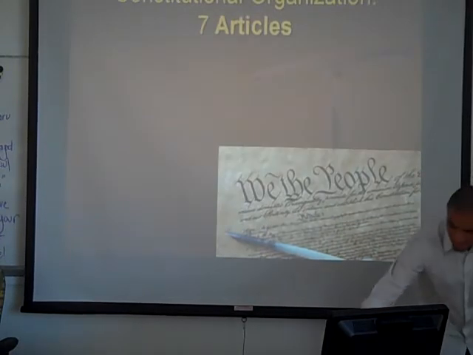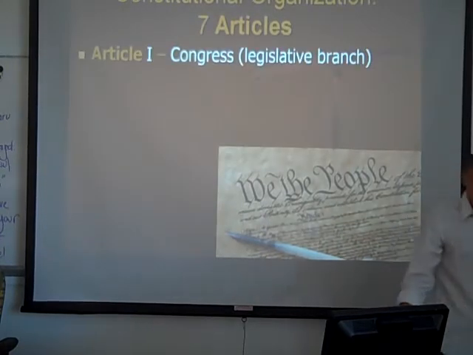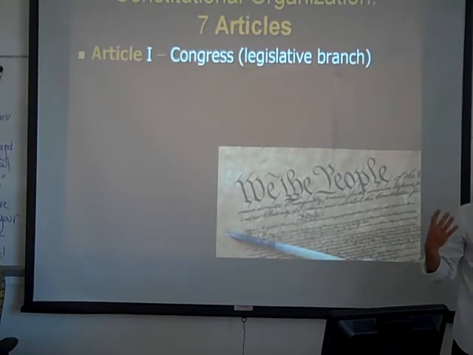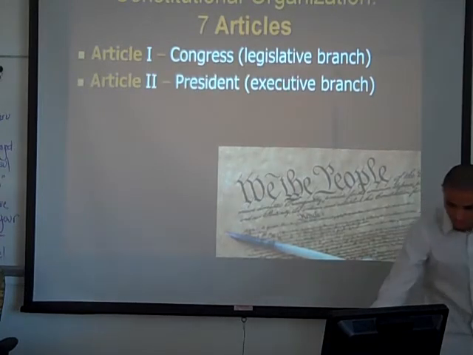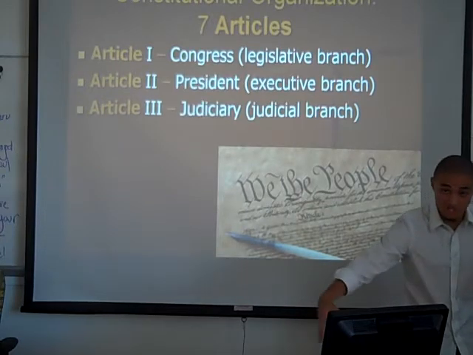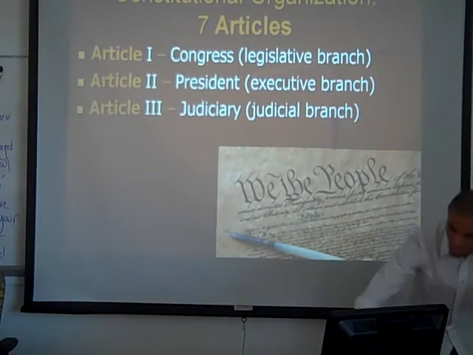So let's get into the meat of the Constitution, the 7 articles. Article 1, of course, creates Congress. It says what Congress's duties are. It talks about the limits on Congress. So Article 1 is all about the legislative branch. Article 2 talks about the presidency. The focus is the executive branch. Article 3, the judiciary, that is the federal court system.